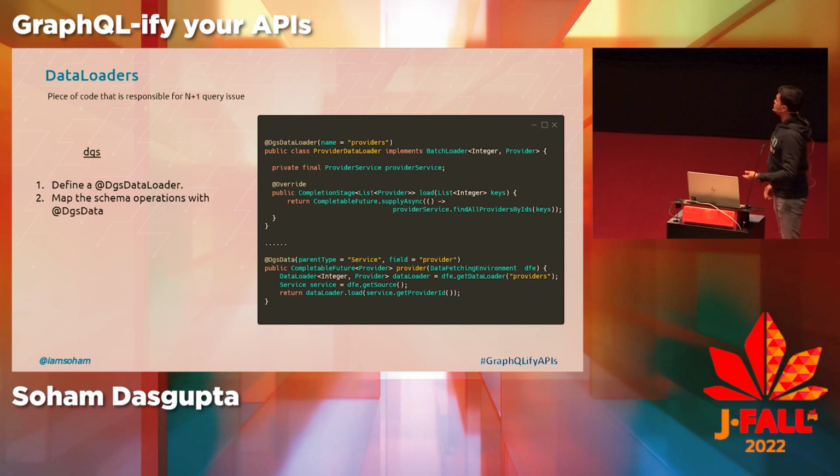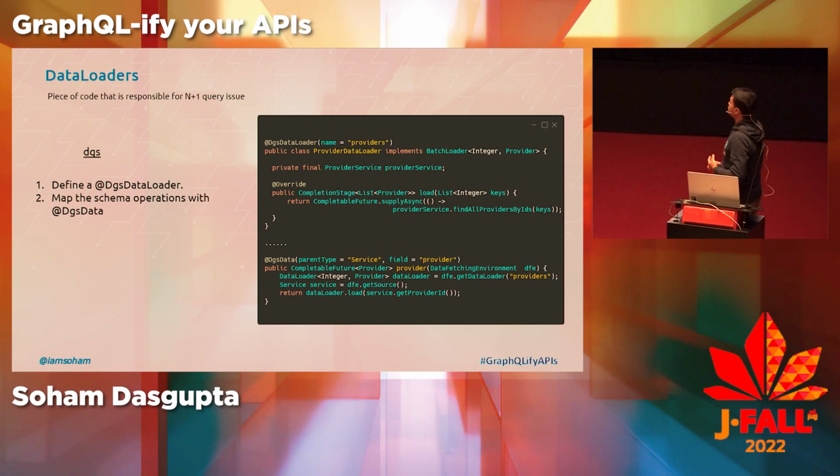In DGS, it's a bit simpler. You define a data loader class, and you name it. And at the time of querying, you load the data loader in memory with the name. You see the get data loader providers. You can also load it by the class name itself, so you don't need to pass strings. It can be type safe as well.